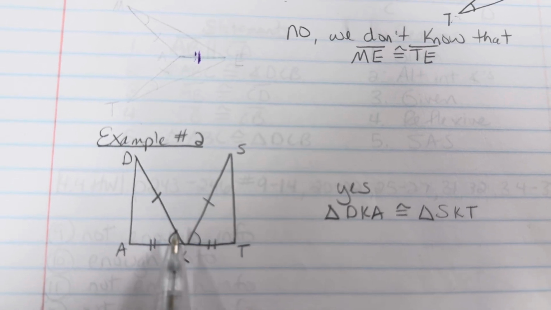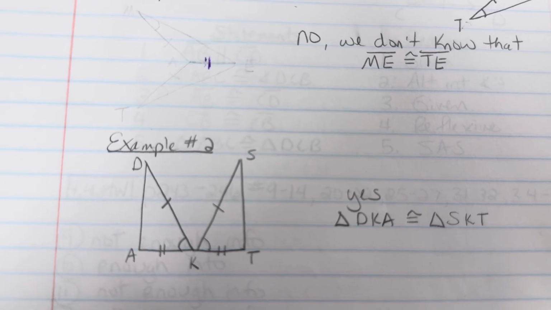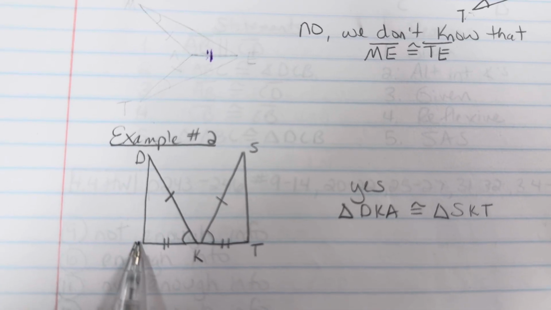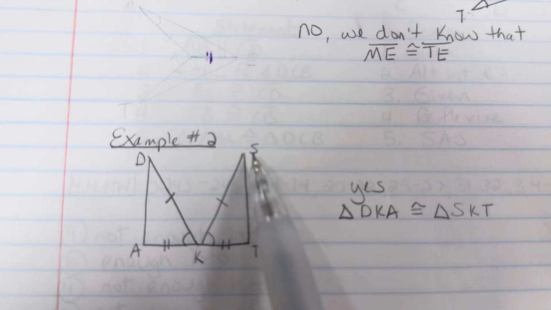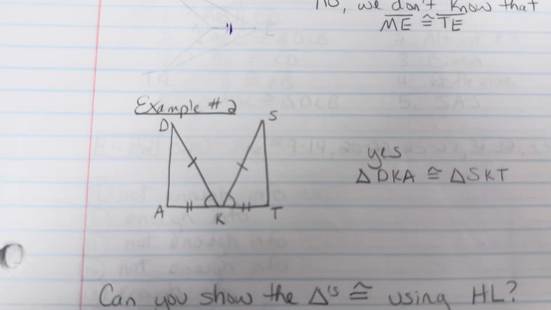DKA and SKT. Remember, that order is important. You cannot follow a different order for each of them. You have to follow the same kind of pattern. DKA goes through the one marking, then the two marking. SKT goes through the one marking and then the two marking. So be careful with writing congruence statements.